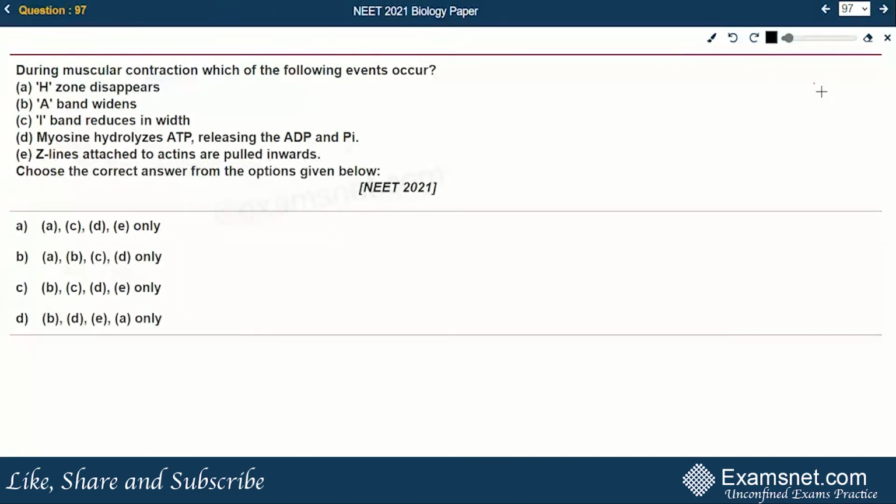Question number 97. It is from the chapter Locomotion and Movement, class 11. Here some events are mentioned and we have to find out which of these occur during muscular contraction. Let's first understand the basic structure of muscle fibers. A muscle fiber consists of two types of proteins. The first one is actin protein and the second one is myosin.